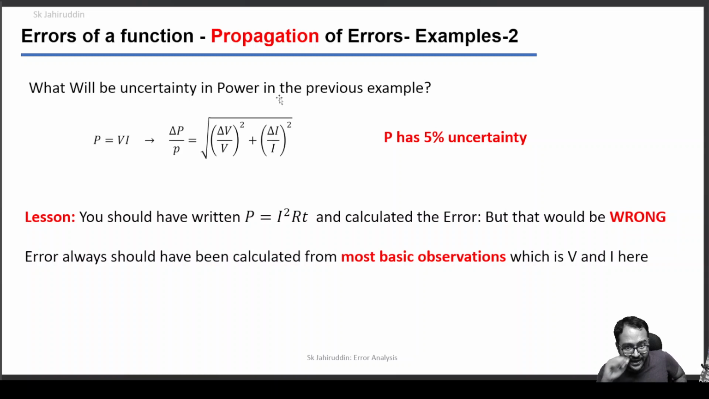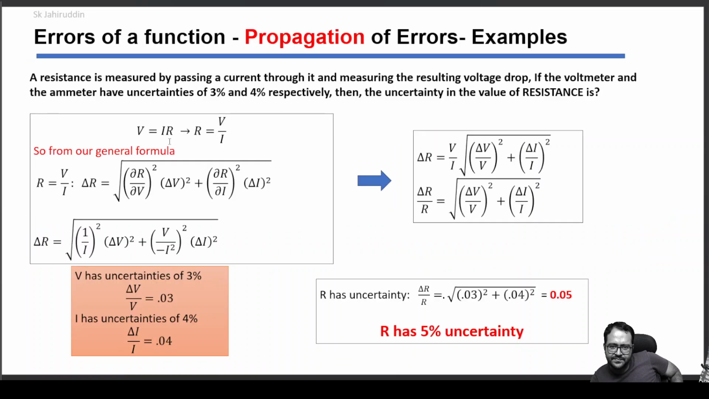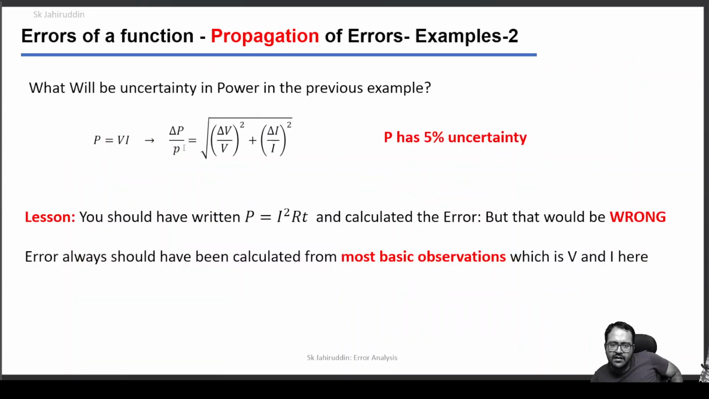Okay, friends. If you ask what will be the uncertainty in power in the previous example, you have everything: delta V by V, delta I by I, delta R by R. What is the uncertainty of power? For power, P is VI, so delta P by P will be delta V by V whole square plus delta I by I whole square, under a square root. It has a 5% uncertainty.